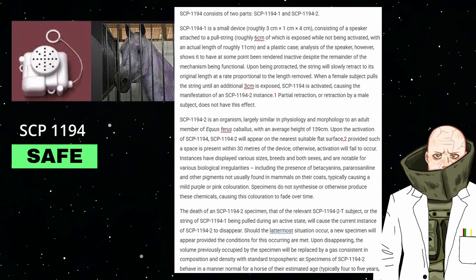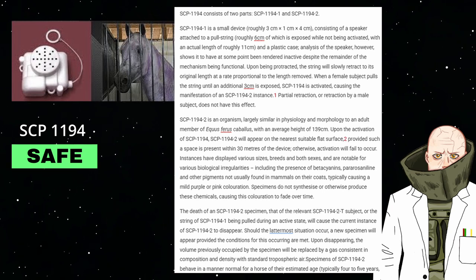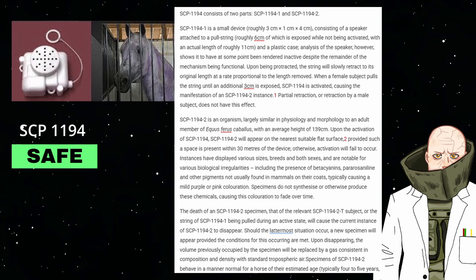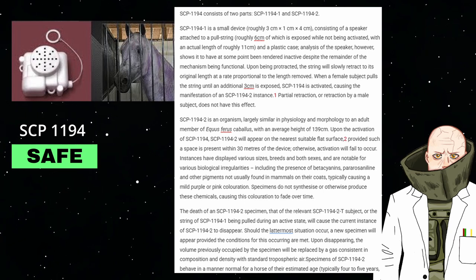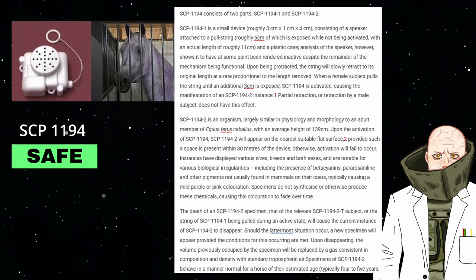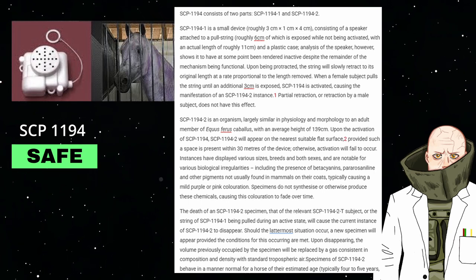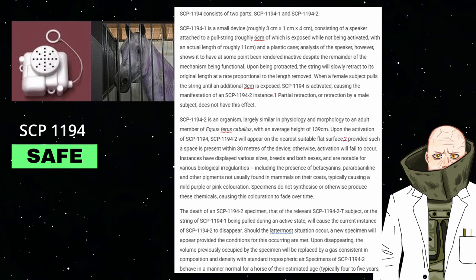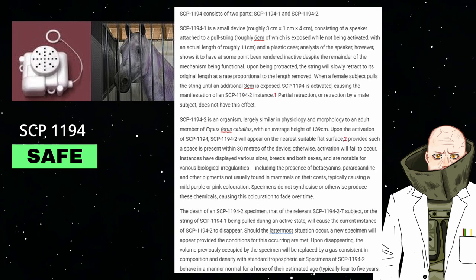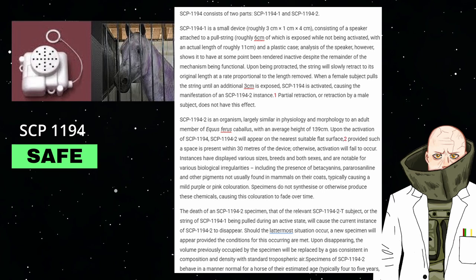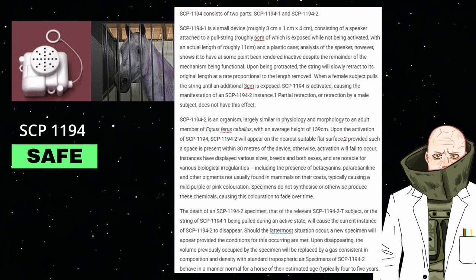Instances have displayed various sizes, breeds, and both sexes, and are notable for various biological irregularities, including the presence of beta-cyanin, pararosaniline, and other pigments not usually found in mammals on their coats, typically causing a mild purple or pink coloration. Specimens do not synthesize or otherwise produce these chemicals, causing the coloration to fade over time.